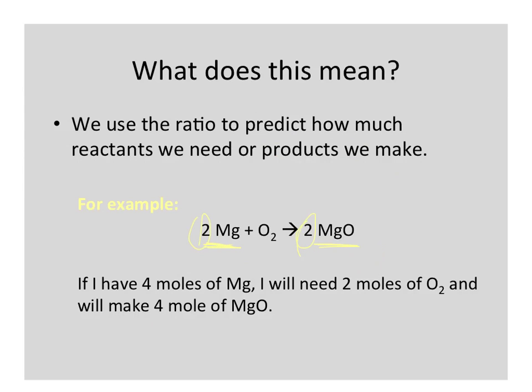For every 2 moles of the magnesium that I use, I only need 1 mole of the O2. So I only need about half the amount of O2 than magnesium. So in our example, if I have 4 moles of magnesium, I only need 2 moles of O2 because I only need half.